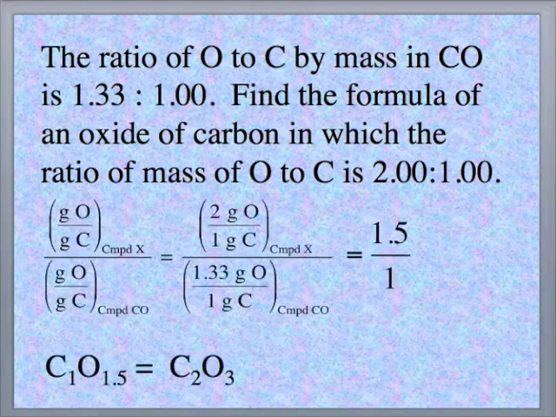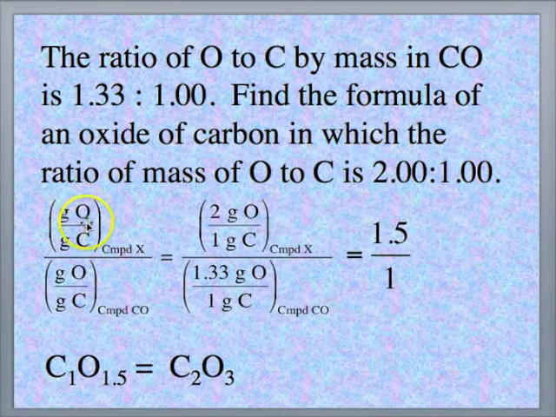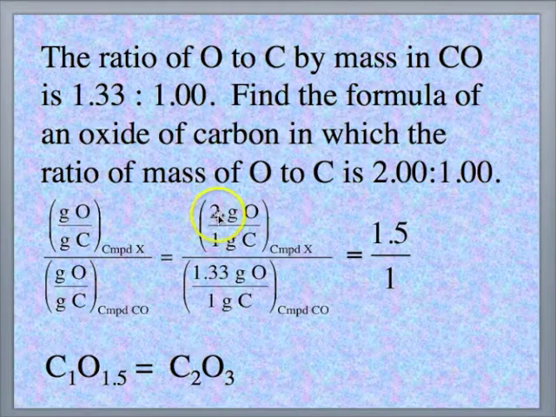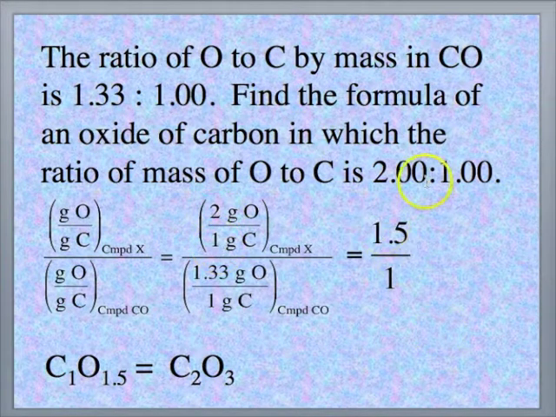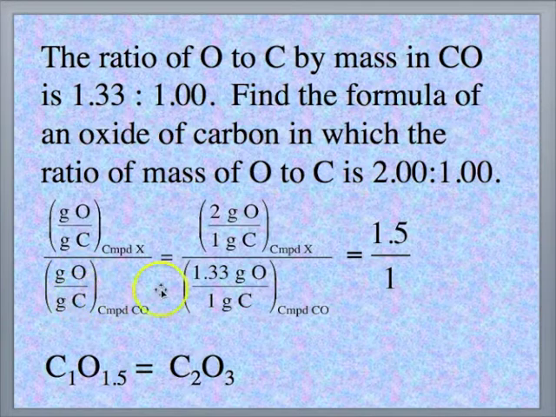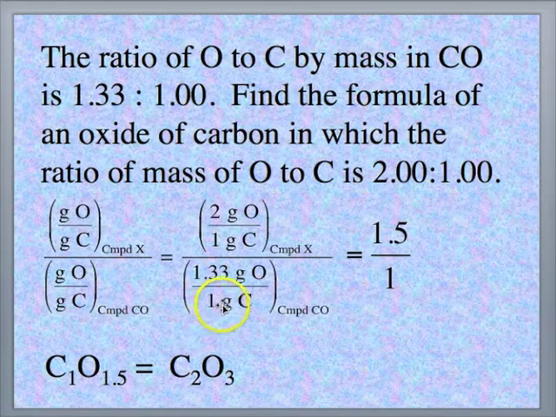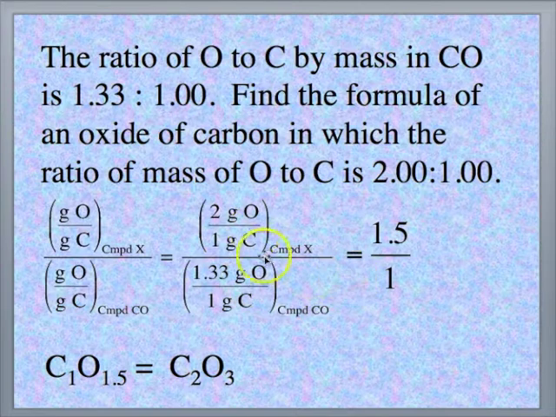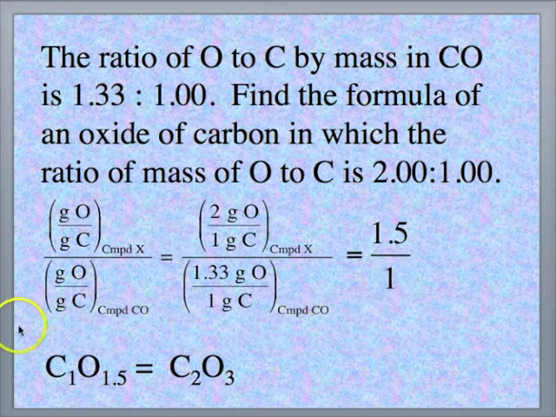Well, we have to make up our ratio here. We make a ratio of oxygen to carbon by mass in compound X, and that is a 2 to 1 relationship right from the question here. In the denominator, we also have a mass ratio of oxygen to carbon, and that's the given 1.33 grams of oxygen to 1 gram of carbon in the compound carbon monoxide. When we're done and work this out, we get a ratio of 1.5 to 1. And we can write the formula out as carbon 1, oxygen 1.5.